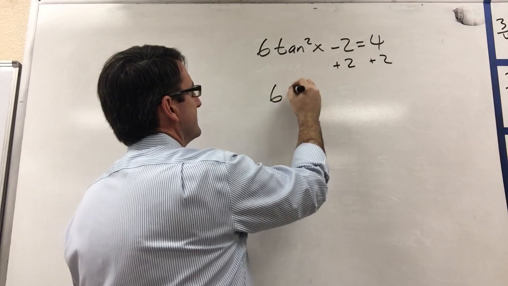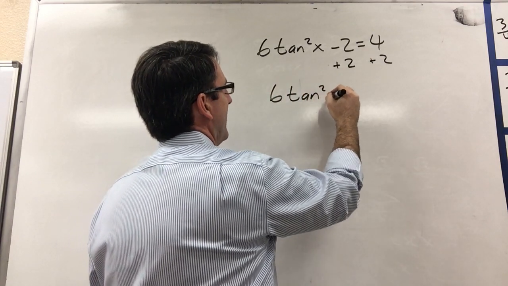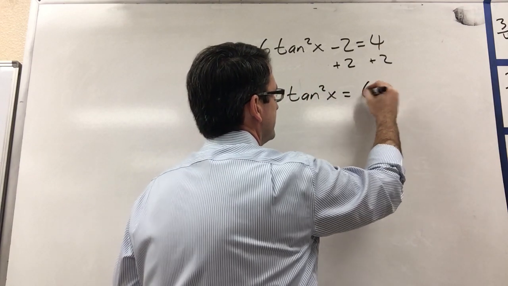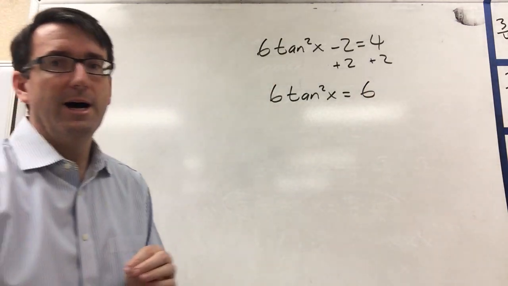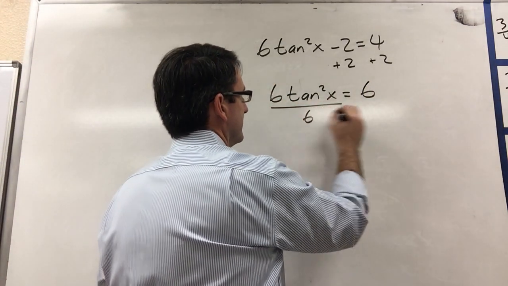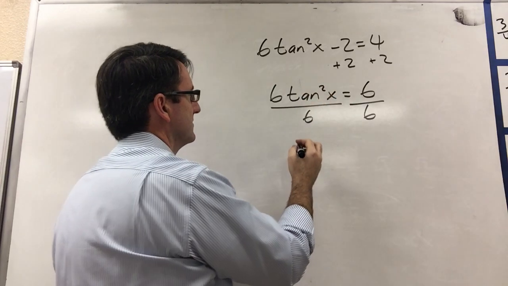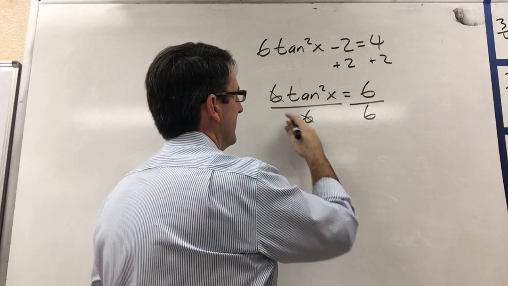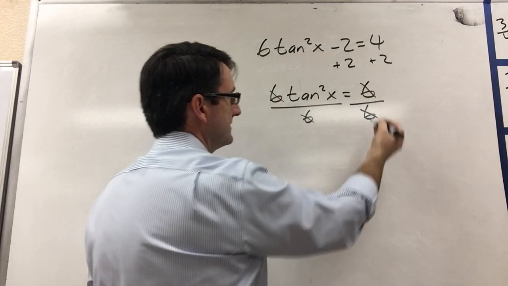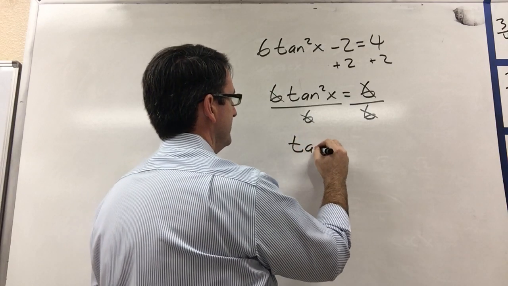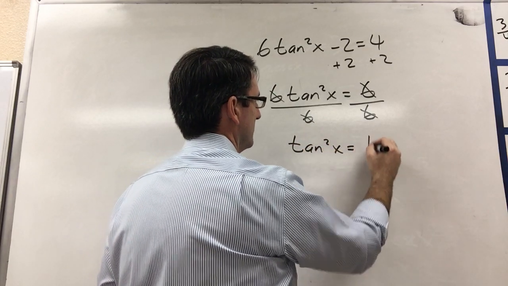We get 6 tangent squared x is equal to 6. Now let's divide both sides by 6 to get this tangent squared by itself. Those will divide to 1. These will also divide to 1. So we get tangent squared x is equal to 1.